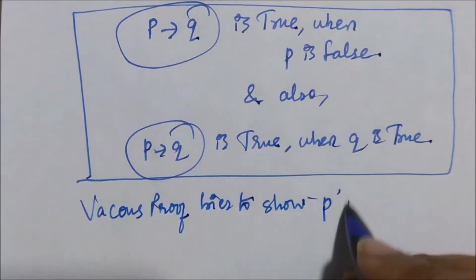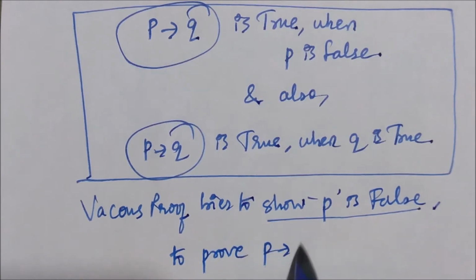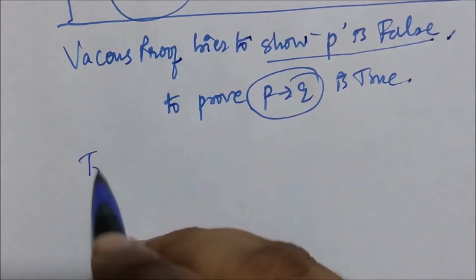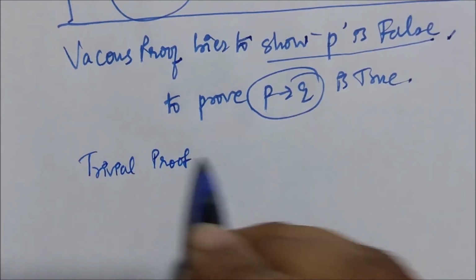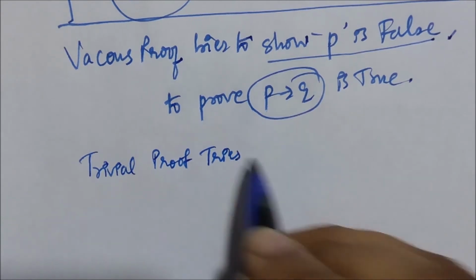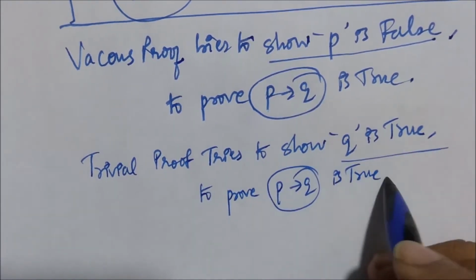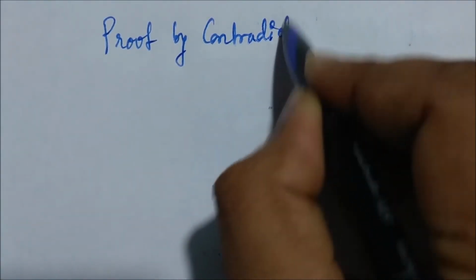And now what if we prove that the conclusion or the consequent is always true? So in a conditional statement P implies Q, what if we prove that Q is always true, which means that P implies Q is always true, right? And this is what trivial proof tries to do. And now we're gonna look at the famous proof by contradiction.